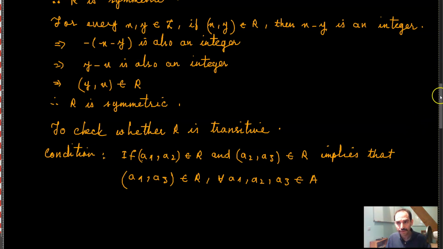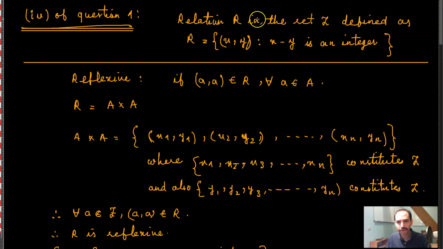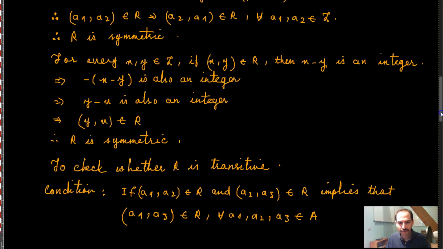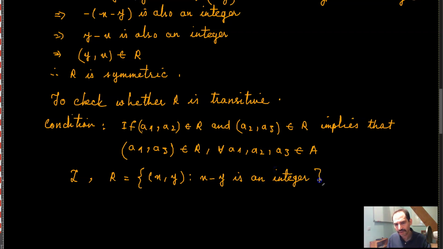So again, we were working with the set of integers, and my relation is all the ordered pairs x comma y such that x minus y is an integer. So let's see how we can find out whether R is transitive or not.